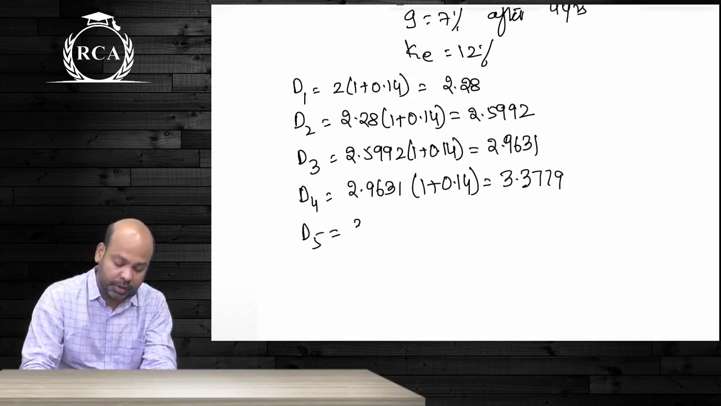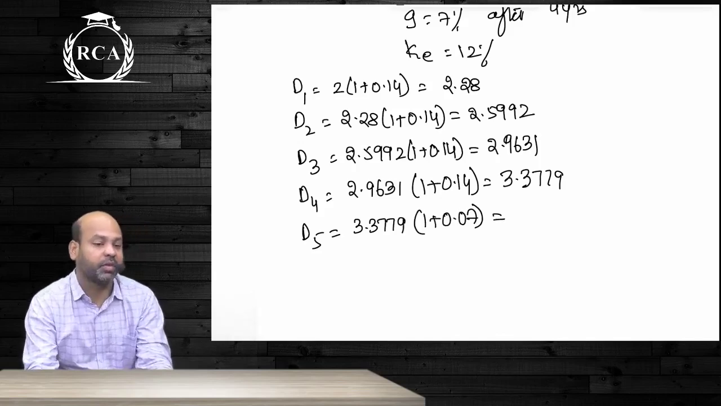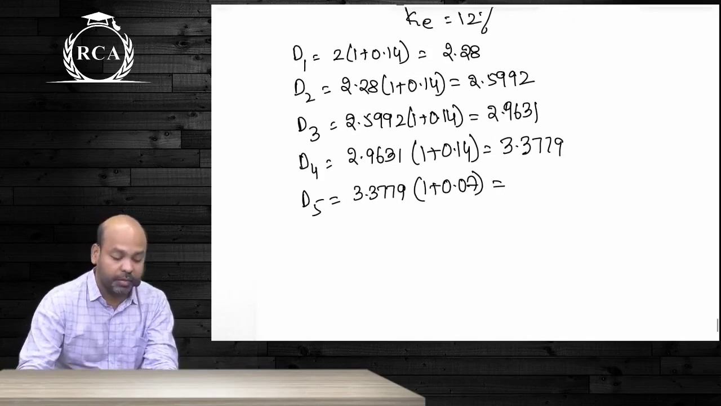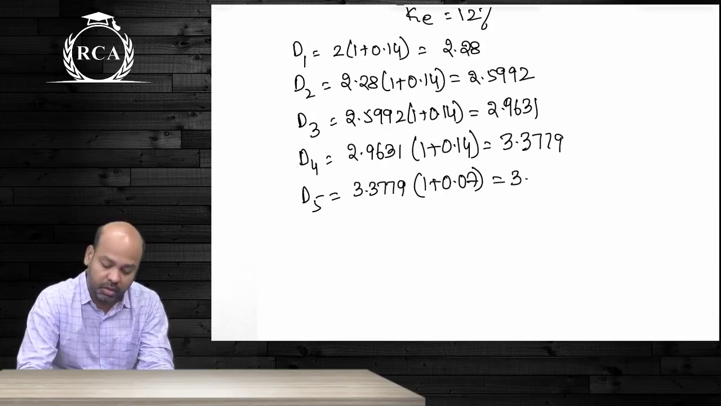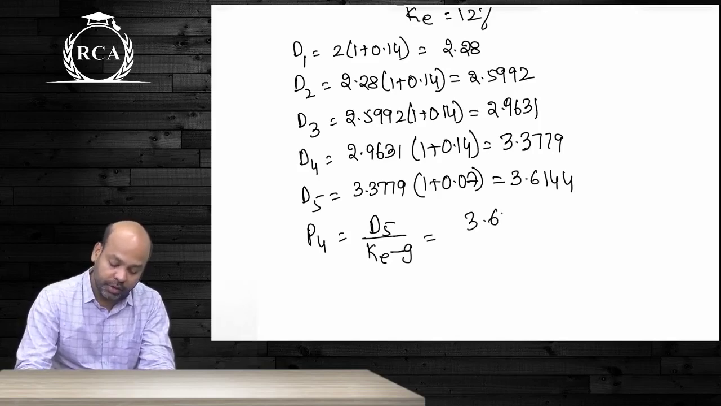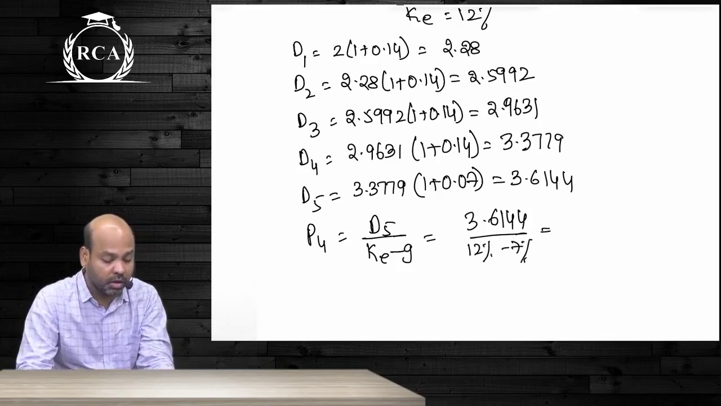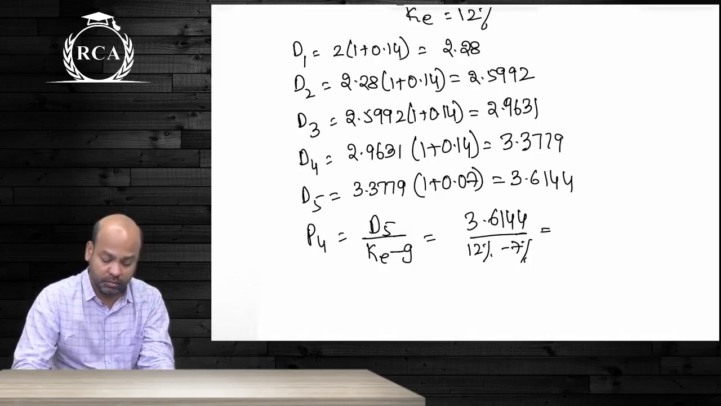D5 also needs to be computed because without that you will not get P4. This is at a growth rate of 7%. D5 will be computed, guys, using a growth rate of 7%. How much is that? 3.6144. So P4 will be equal to D5 by Ke minus g. 3.6144 divided by 12% minus 7%, which is 72.288.